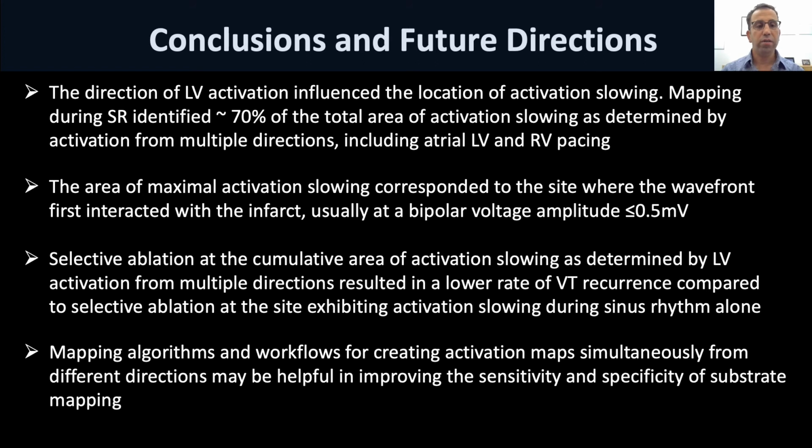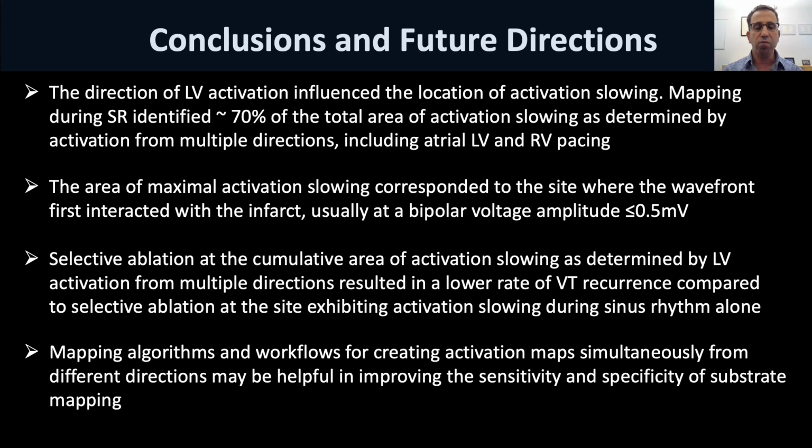In conclusion, the direction of LV activation influenced the location of activation slowing. Mapping during sinus rhythm identified 70% of the total area of activation slowing as determined by activation from multiple directions, including atrial, LV, and RV pacing. The area of maximal activation slowing corresponded to the site where the wavefront first interacted with the infarct, usually the bipolar voltage amplitude below 0.5 millivolts.